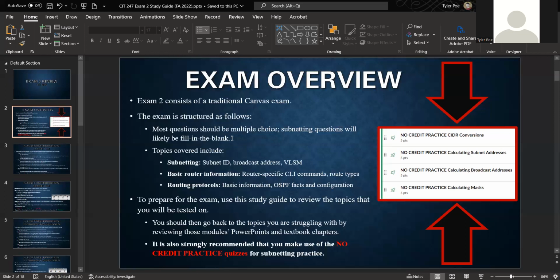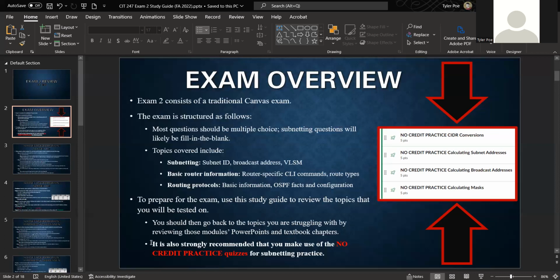There won't be calculators allowed. It'll probably be lockdown again, and I have a good feeling that Dr. Assad should let you use scrap paper, because most of us use paper to solve for these when we don't have a calculator. So I would ask him that question, and I'll be sure to ask it too. One way I recommend that you prepare for this exam is to use the study guide as a review of the topics you'll be tested on. And then if you don't feel comfortable with a specific topic, like subnetting, for example, you should go back to those PowerPoints and technical chapters specifically concerning subnetting.